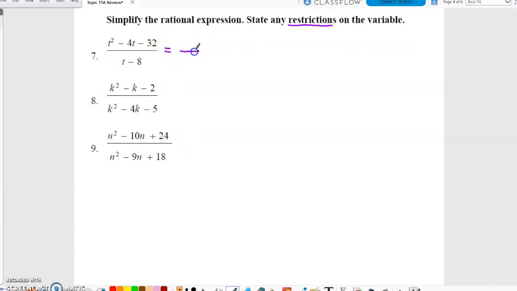So this is going to become t minus 8 on the bottom. It can't be factored, so it's going to stay t minus 8. On top, looking at factors of -32, looking for a sum of -4, I am going to choose -8 and +4, because that multiplies to be -32 and that adds to be -4. So we're going to get t minus 8 and t plus 4.